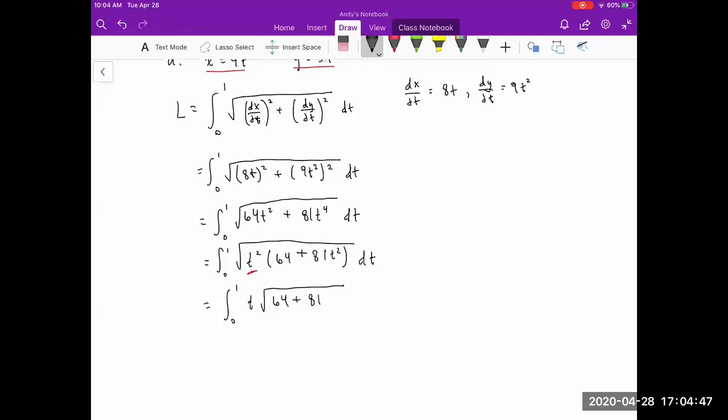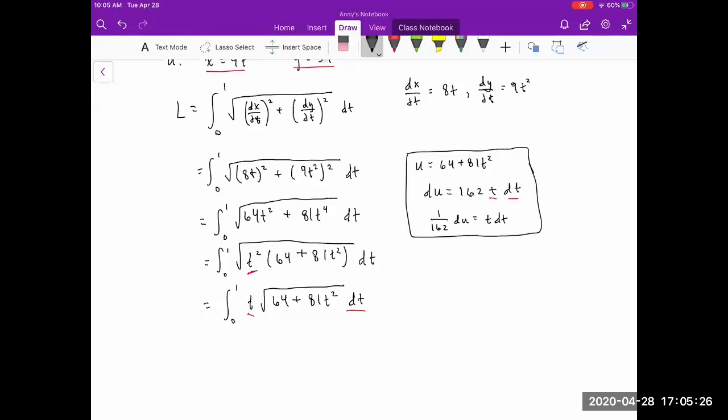Do a u sub? Yes, this is just a u sub. If you set the inside equal to u, which is the natural thing to check first, it's easy to see that this works, because du would be 81 times 2, which is 162, t dt. Since we have t dt here and here, we can solve for t dt by dividing by 162. So 1 over 162 du will replace t dt. So this is our u sub.